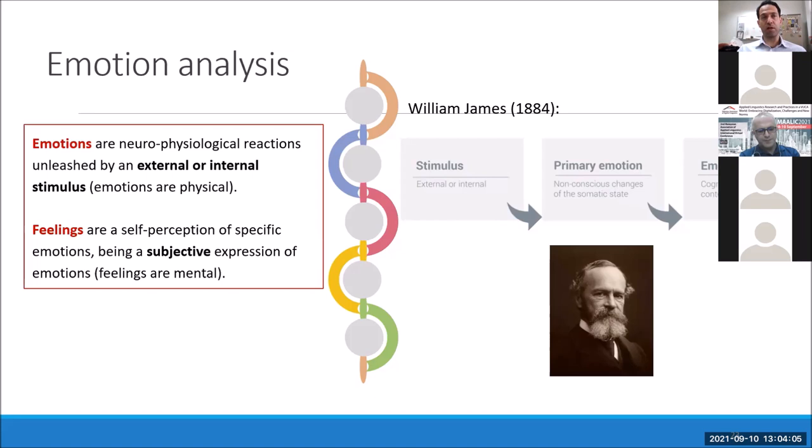But feelings are self-perceptions or specific emotions that are subjective. And subjective expressions are emotions. To give you an example to clarify, when you feel anxious, what you're aware of and conscious about is the feeling. But the emotion is basically that physiological mechanism that's going on inside your body, and you're not aware of that. So we can differentiate these two, and sometimes they are consistent with each other, and sometimes there is no match between them.